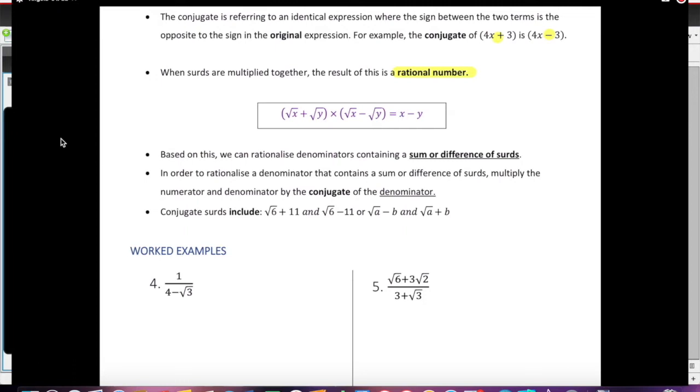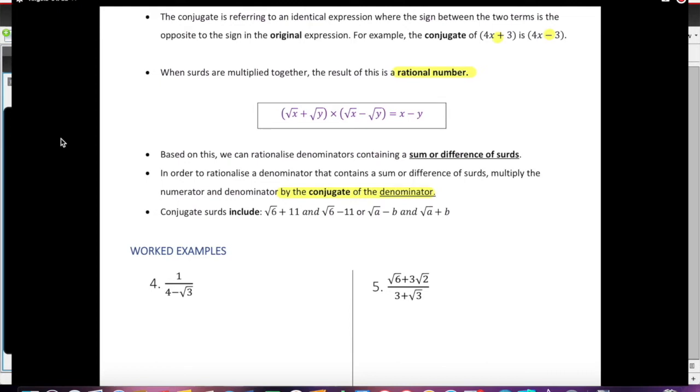Again, if that seems like a bit of a mouthful, feel free to pause the video now and process it yourself. I will be going through worked examples, which will help to put this theory into practice, and it'll make a lot more sense once you're working through them. So conjugate surds can include root 6 plus 11 and root 6 minus 11, or, more generally, root a minus b, the conjugate of which would be root a plus b.